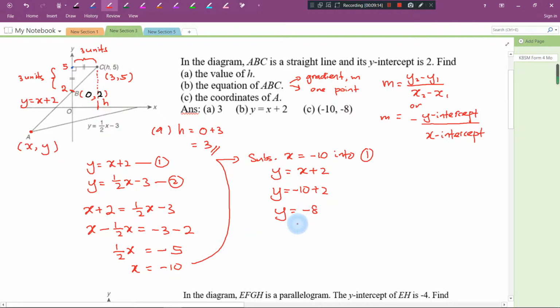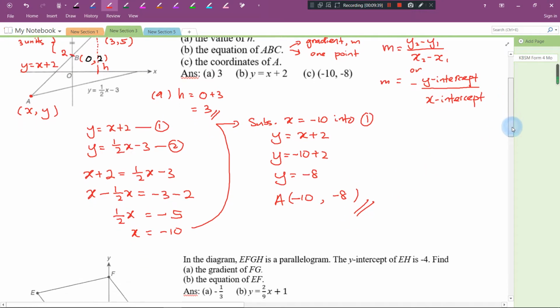Okay, but don't stop here. Because the question asks for coordinate, we need to give our answers in coordinate form, which is a parenthesis and two numbers inside the parenthesis. So the coordinate of A will be negative 10, comma, negative 8. Remember, this is x and this is y. Okay, so this is the answer for this part.